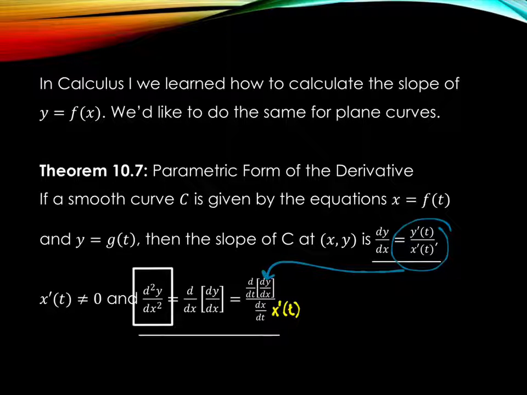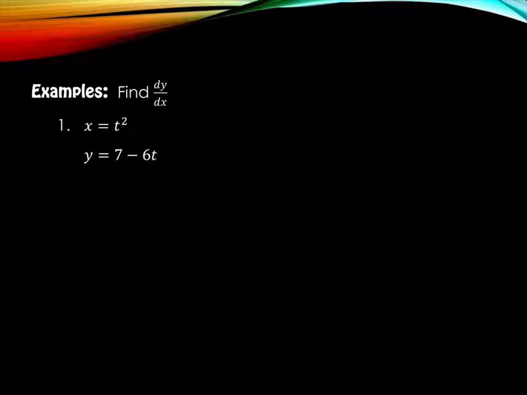The first one's real straightforward. It's just a dy/dx problem. We're given a set of parametric equations on all of these. So x is t squared, y is 7 minus 6t, and we're asked to find dy/dx. The first thing we do is find the derivative of each of these respectively. Is that yellow okay for you guys to read? It's good? It's not harsh to read? Okay, then I'll use yellow on this.